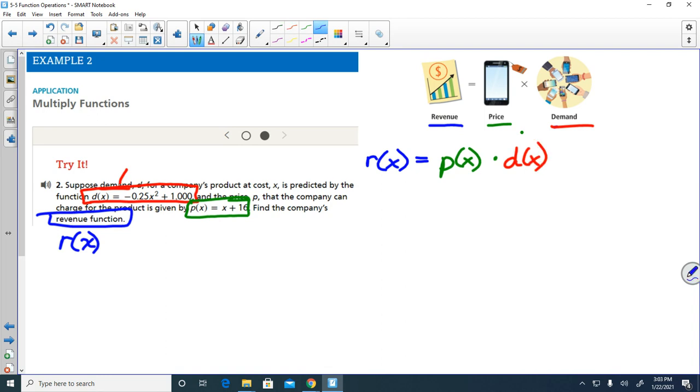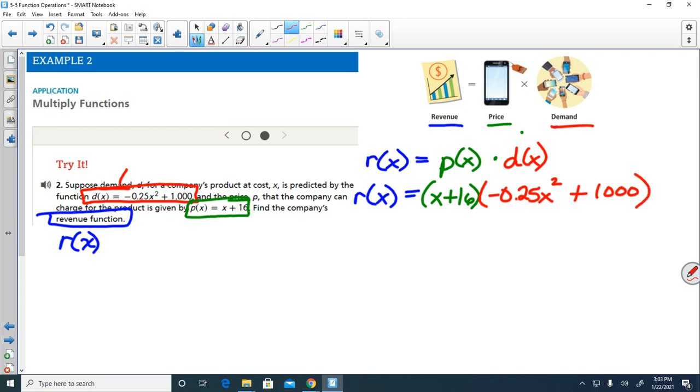And then I'll substitute everything in. So R of x equals the P of x function, which is x plus 16, times the d of x function, negative 0.25x squared plus 1,000. And then all I have to do from here is distribute and multiply.